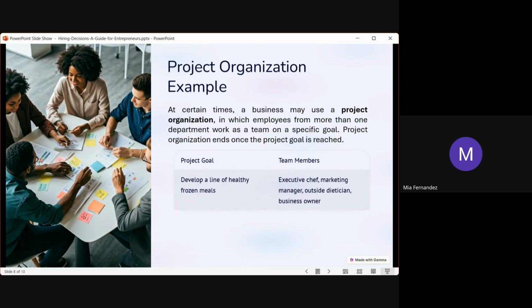So, project goal, develop a line of healthy frozen meals, team members. It can include executive chef, marketing manager, outside dietitian, and business owner. So, actually, meron akong mai-share dyan, kasi nag-work din ako na project-based. So, before, nag-work ako na parang encoder sa DBP, pero project-based lang siya. Ang kasing project is, after ng bagyong Pepeng, nabaha lahat ng kontrata sa Vault. So, kailangan magkaroon ng updated din yung database ng accounting and marketing pagdating sa mga mortgages, yung shuttle at saka real estate.